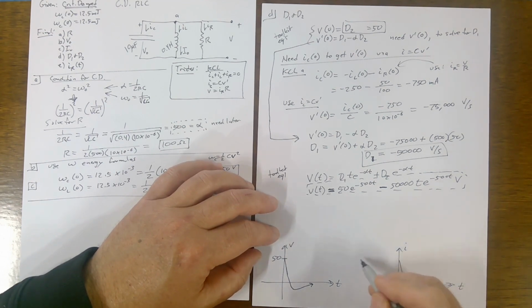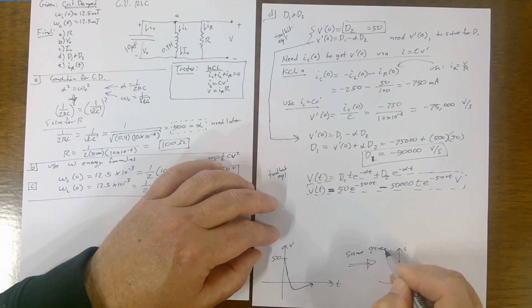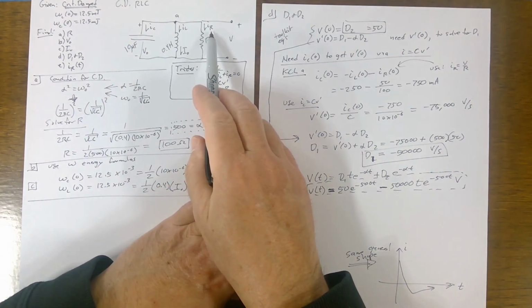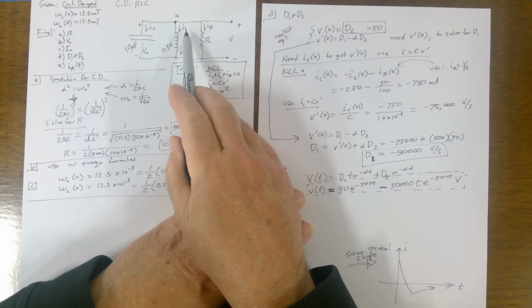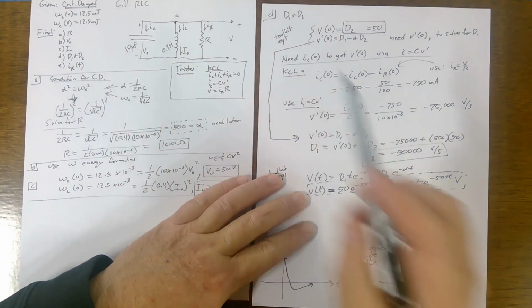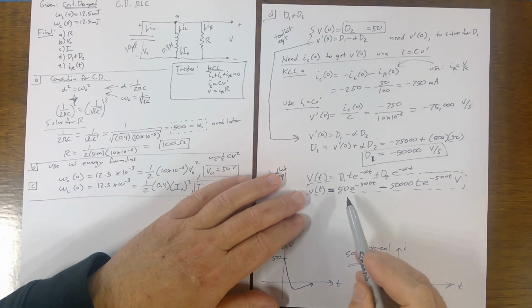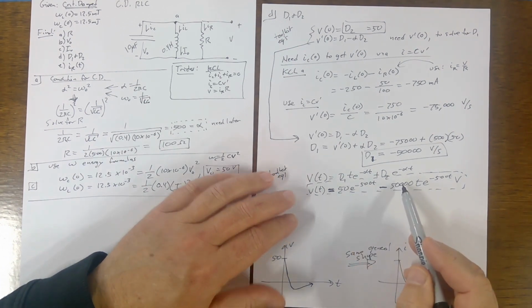That's important to point out now. Same general shape, because in the next problem we're going to talk about how all of these signals, V of t, I sub r of t, I sub l of t, I sub c of t, are all going to have the same shape. They're only going to differ in the values of the coefficients. These D terms are going to have different values.